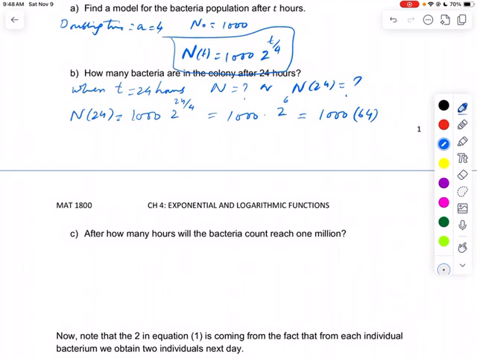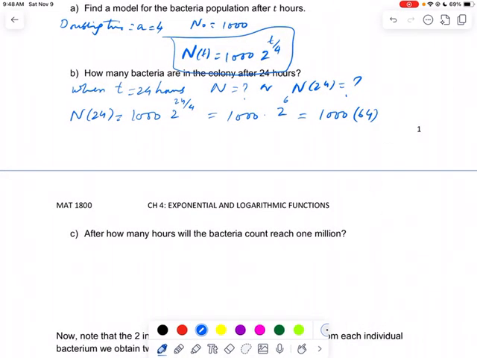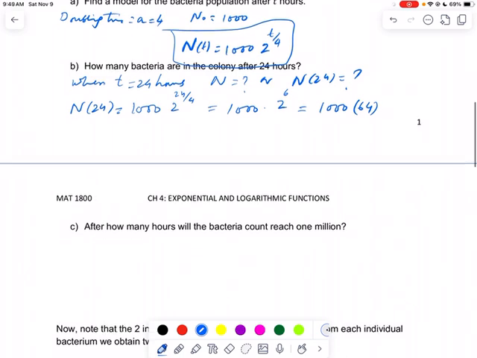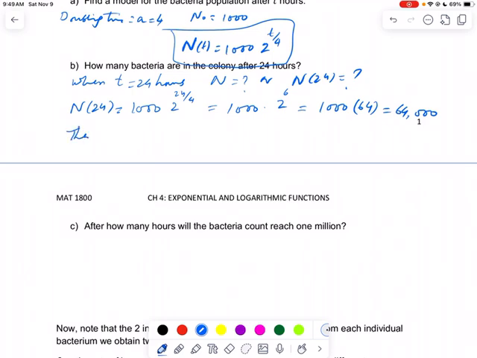Okay, the next thing is we are going to write it in words. Often when the question is a worded question, the answer should be in the same format. So we have 64,000 bacteria. The better answer will be: after 24 hours there will be 64,000 bacteria.